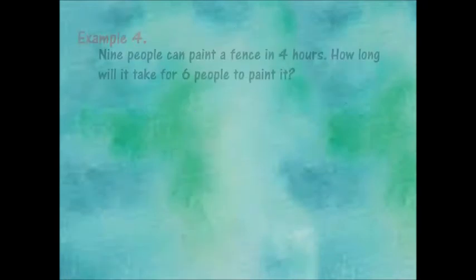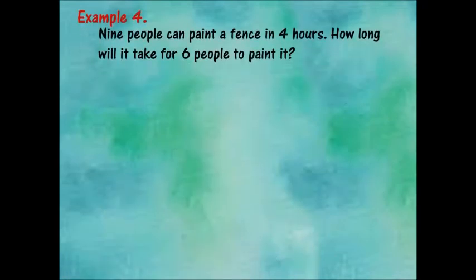Next example. Number 4. 9 people can paint a fence in 4 hours. How long will it take for 6 people to paint it? So, meron tayong 9 na tao na nagpipintura ng isang fence sa loob ng 4 na oras. So, gaano katagal nilang mapipinturahan ang fence kung meron na tayong 6 na tao. So, ano ba yung dalawang variable na pinag-uusapan natin dito?